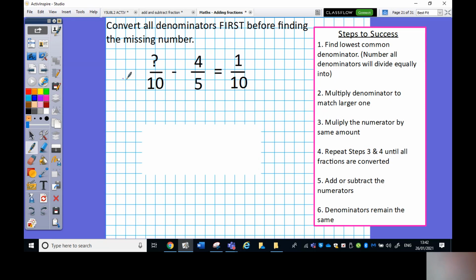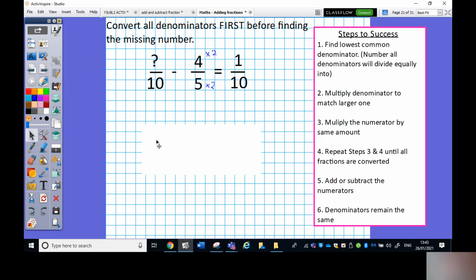Now I have something tenths take away 4/5 equals 1/10. Are all of the denominators the same? No. So again, I need to convert all denominators first before finding the missing number. So what must I do to my 5 in order to have the same denominator? Good. I need to multiply it by 2. And if I multiply my denominator by 2, what do I need to do to my numerator? Good. I need to multiply that by 2 as well.